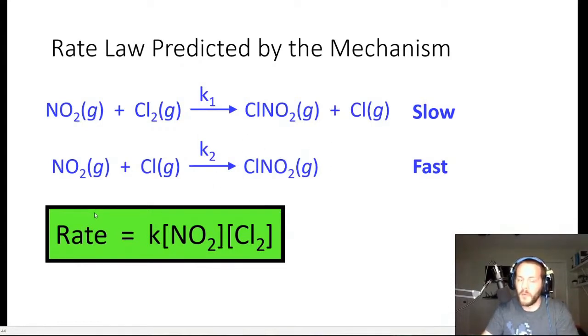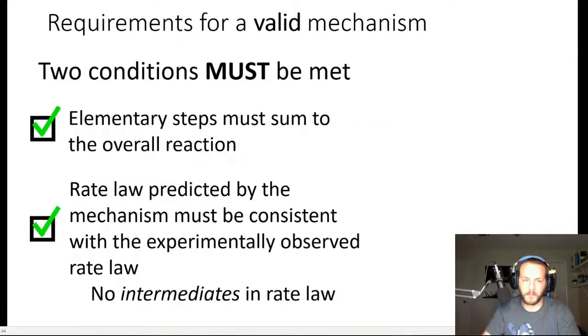That's the slowest step. So if we wanted to write the rate law of this reaction predicted by this mechanism, it would look like this. Rate equals K times the concentration of NO2 times the concentration of Cl2. Why is that? Well, because a moment ago we were talking about molecularity, right? This step represents a bimolecular process where we have one NO2 molecule slamming into one Cl2 molecule, right? And when you have a bimolecular process of two different chemical species, the rate will be the rate constant times the concentration of one of those species times the concentration of the other species.